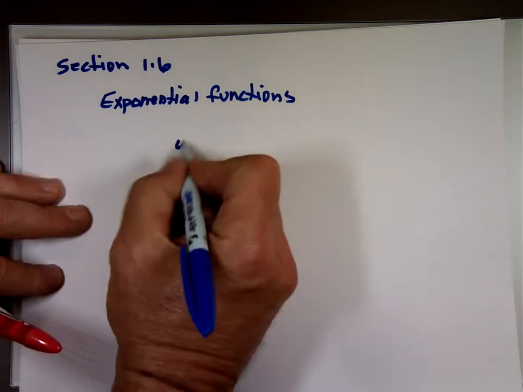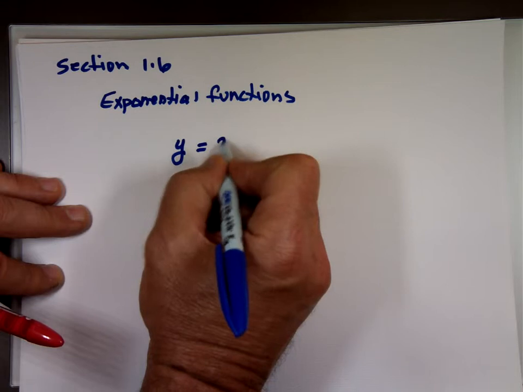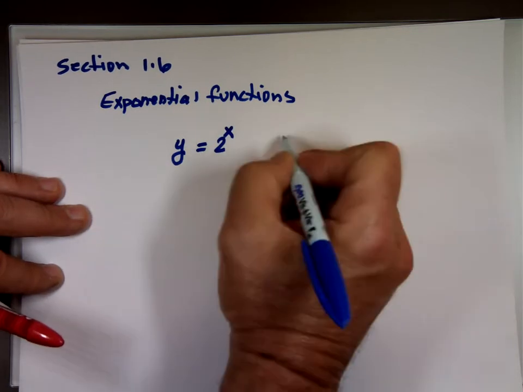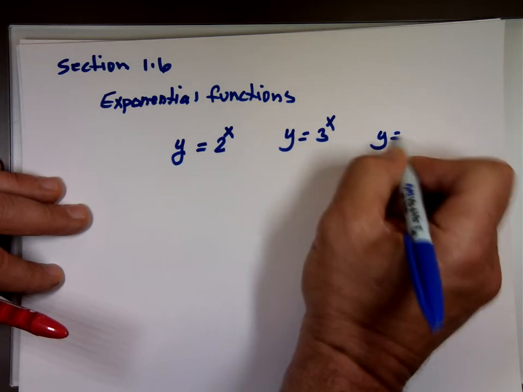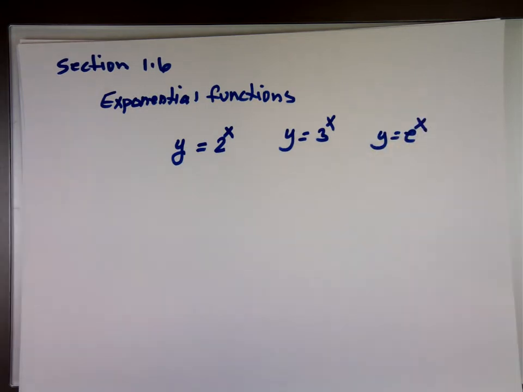This is an exponential function, where the exponent is actually x. You have y equals 2 to the x, or y equals 3 to the x, or y equals e to the x. Hopefully you remember what e is, 2.71828. So these are exponential functions.